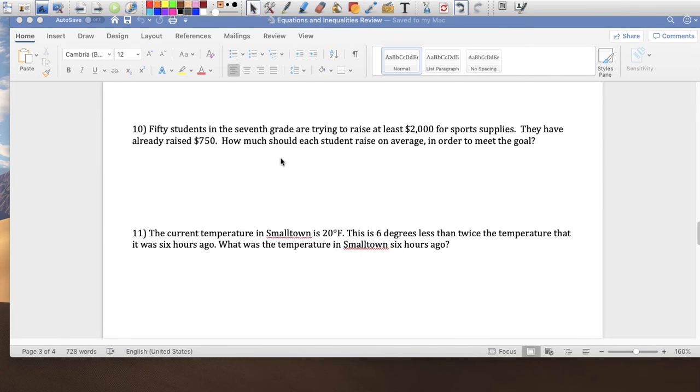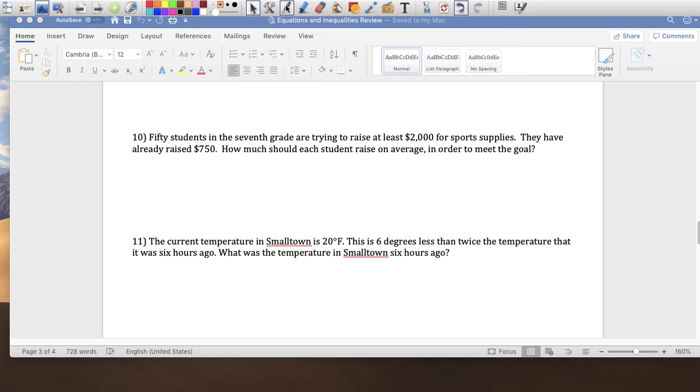10. 50 students in 7th grade are trying to raise at least $2,000 for sports supplies. They have raised $750. How much should each student raise on average in order to meet the goal? So they want to raise at least, and again, it's an inequality. So the money they want to raise is at least $2,000, so $2,000 or more. So whatever they're raising here has to be $2,000 or more. So they already have $750, right? So now we have 50 kids, and all those kids are collecting money.